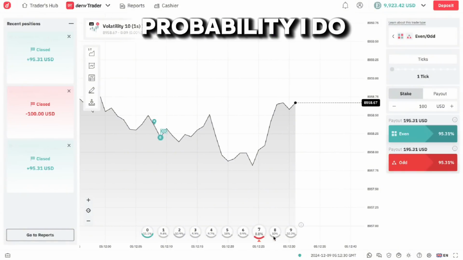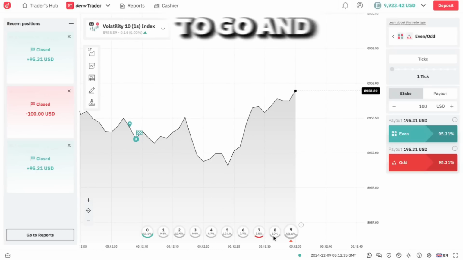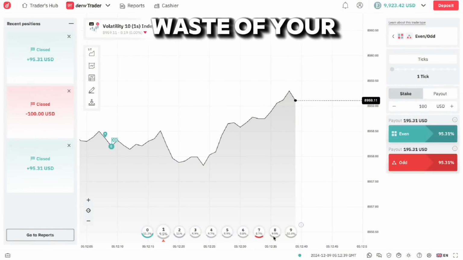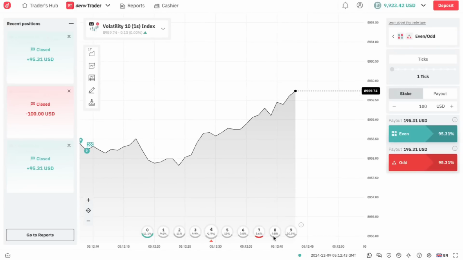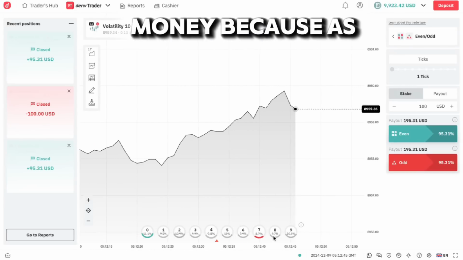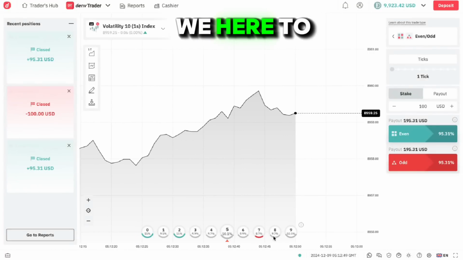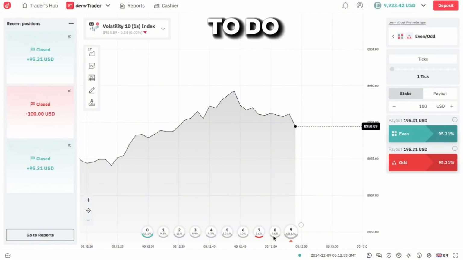So this is probability. I do not get what you need to pay $1,000 to go and get explained to, because it's just a waste of your money, and you can utilize that money to trade on the market and make money. Because as I said, trading is a money making business. We're here to make money. If you're not here to make money, find something else to do.